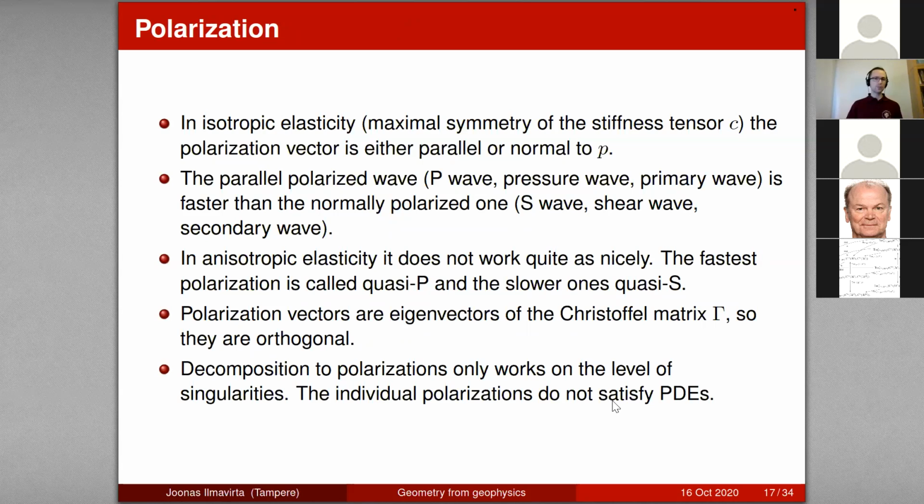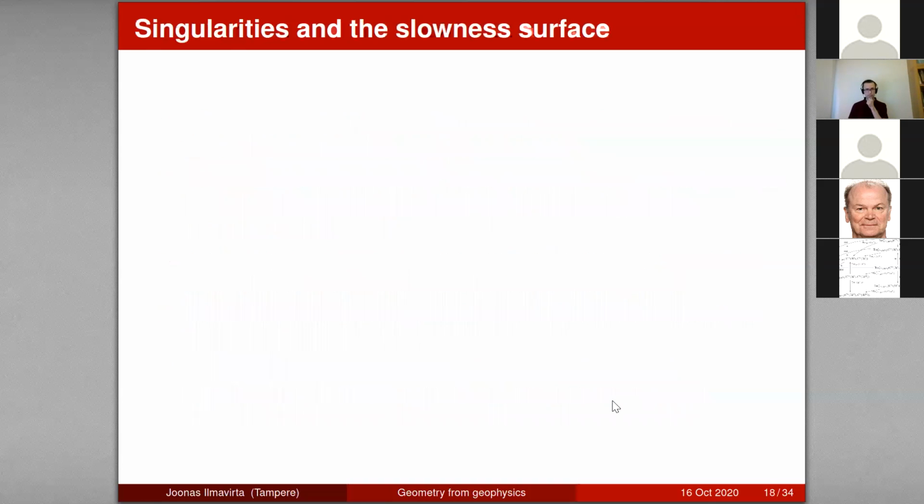So this decomposition of a wave into polarizations only really works at the level of singularities, unfortunately. Well, if you have a constant and fully isotropic situation, then you can write your wave as a sum of a P wave and an S wave. But when things start to vary and get anisotropic, this kind of decomposition gets worse. Well, you can still do this, but then these individual polarizations will no longer satisfy any PDEs. Instead, they will satisfy some pseudo-differential equations. And that makes life harder, and I don't want to go there really. Okay, but I do want to study the singularities.